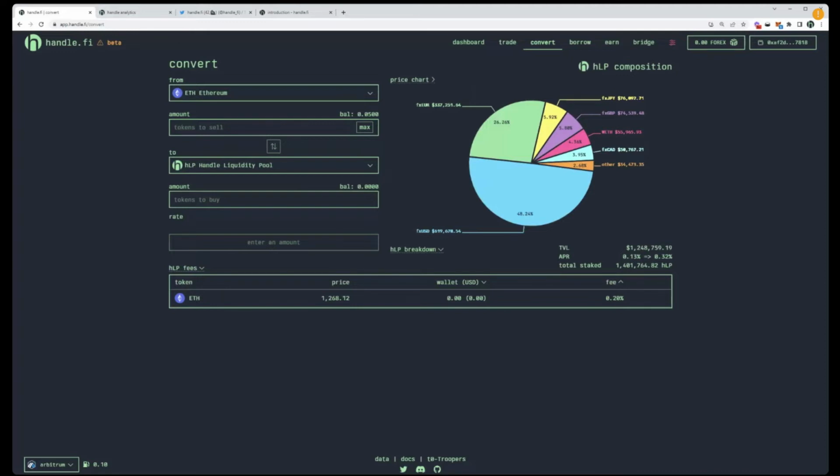And the HLP has similar properties to GMX's GLP, where it earns transaction fees, funding fees, and obviously takes the other side of traders' positions. So it could be subject to loss or profit if traders lose.